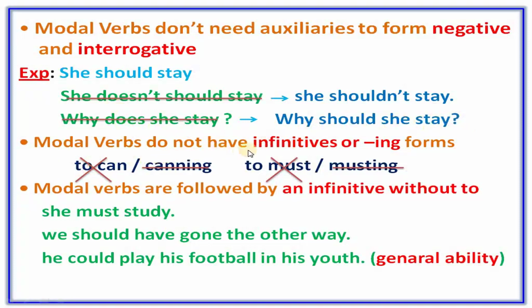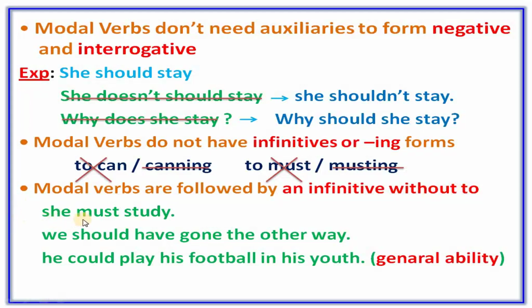Modal verbs do not have infinitives or ing forms. To can, canning, to must, musting. So no need to have infinitive forms, that means to forms, and ing forms. These kinds of forms are not there in the modals. Next rule: modal verbs are followed by an infinitive without to. So modal verbs are followed by an infinitive without to.